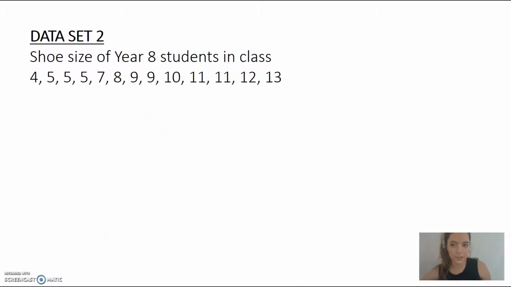Let's look at another example. In this case, it's again the same topic that we're investigating, shoe size of Year 8 students. We've got some different sizes, so it's a different class. First thing that we need to do is add all of our numbers and then we divide by how many there are in the data set. So we do 4 plus 5 plus 5 plus 5 plus 7 plus 8 plus 9 plus 9 plus 10 plus 11 plus 11 plus 12 plus 13. And our answer is 109.